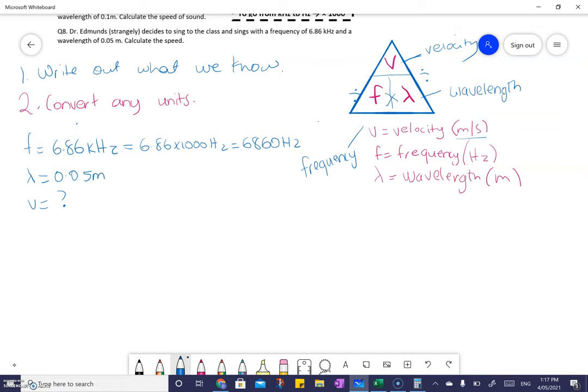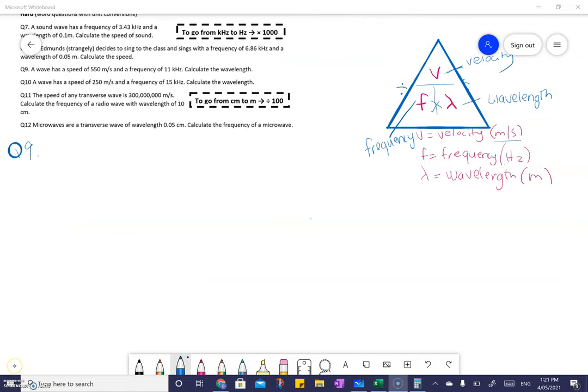We use our triangle, we get our equation, V equals F times lambda, and then we substitute our values. So do that yourself and then check your answer with me. Okay, so that's my answer, 343 meters per second. Did you set it out properly? Did you make sure that you used the converted version of the frequency? All right, let's do question 9. All right, so let's do the rest.